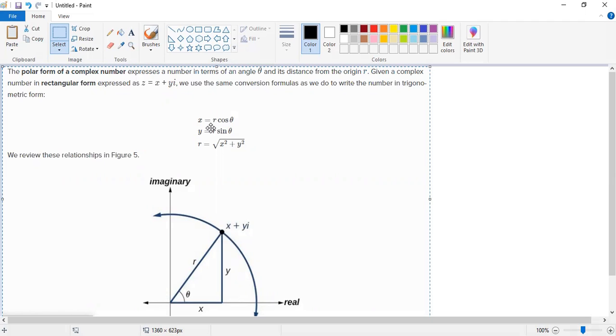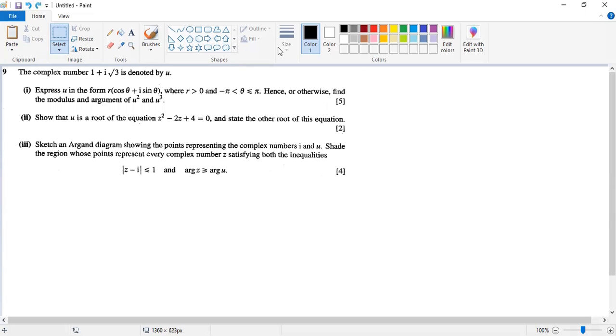So this is a polar form. So x is r cos theta. When z is x plus yi, we can translate it to a polar form like this. Okay, just to show that. And then we return to this. So going to the polar form now.